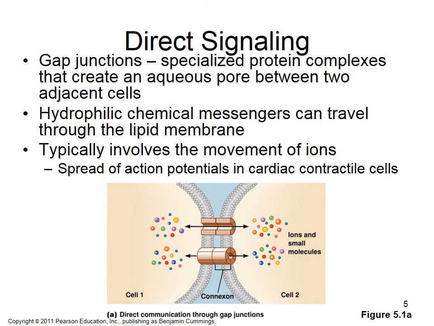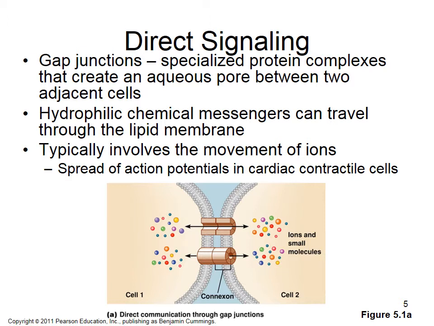Okay, direct cell signaling is really rapid, right? But it's only for short distances because the cells have to touch each other, right? So direct cell signaling is where there are gap junctions between adjacent cells. And this allows water-soluble molecules to freely move between those adjacent cells.